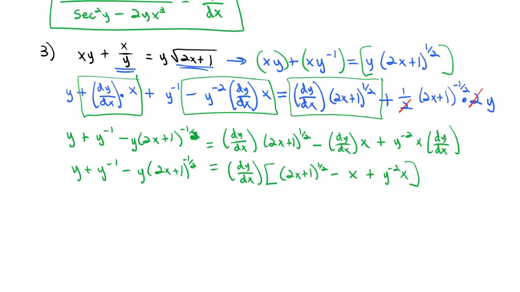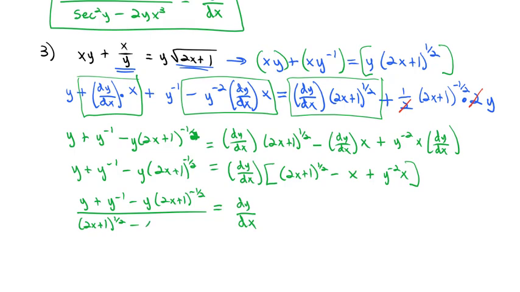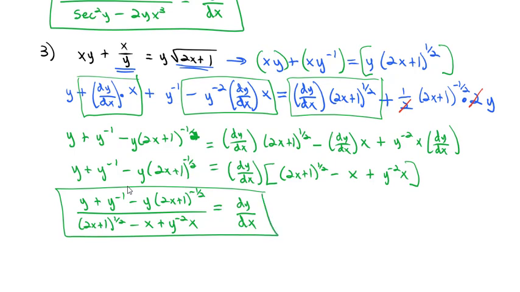And then finally, we get the dy dx alone by dividing both sides by what it's multiplied by, giving us y plus y to the negative 1 minus y times 2x plus 1 to the negative 1 half, all over the 2x plus 1 to the 1 half minus x plus y to the negative 2 times x. And now we have implicitly found our derivative.